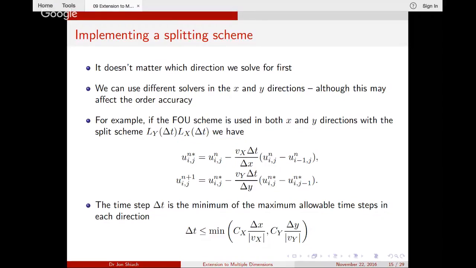Whichever one of those is smaller, that's your maximum allowable time step. That number is a lot bigger than the unsplit maximum allowable time step. So it's a lot quicker to split this up.